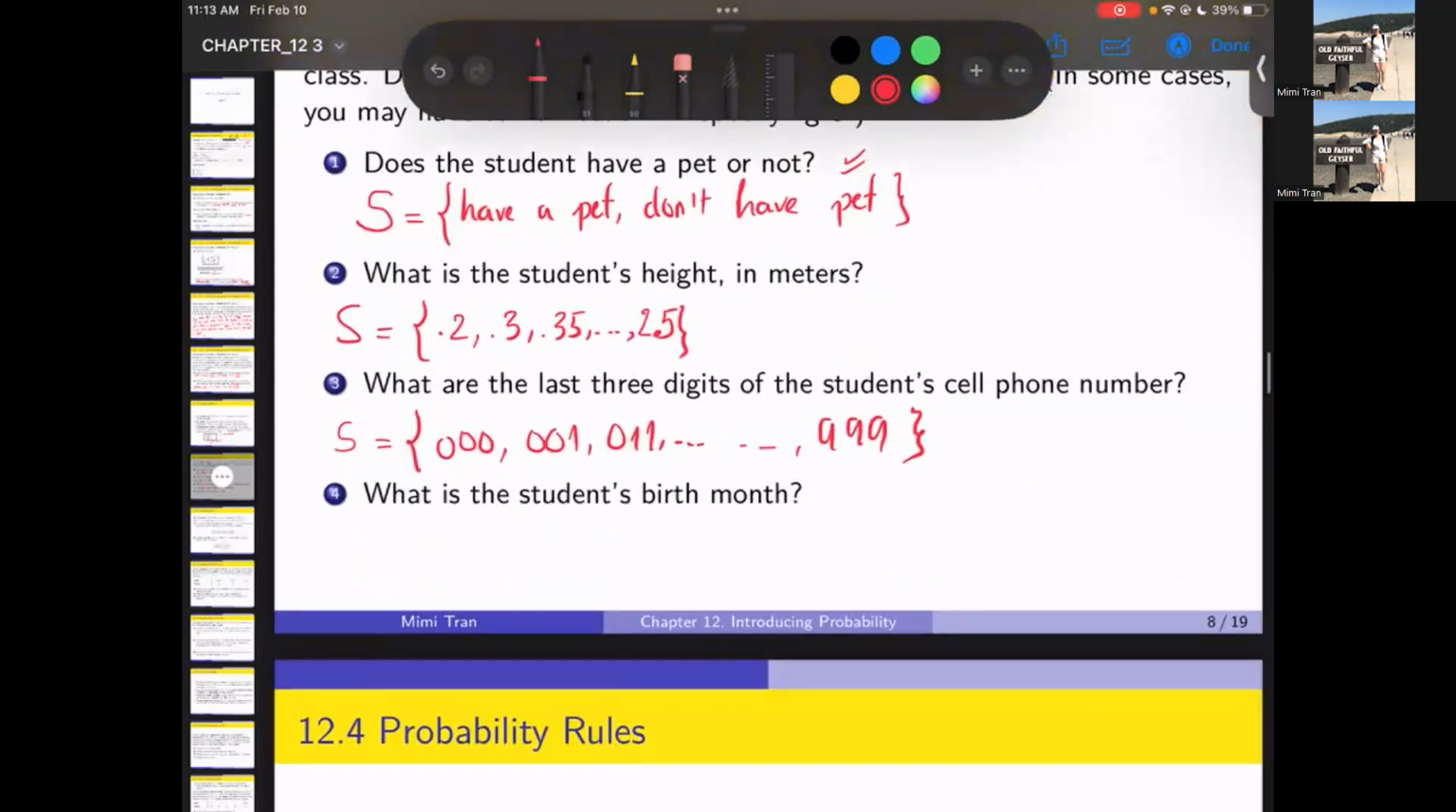What is student birth month? Yeah, January, February, all the way to December. That's sample space. So you understand sample space now? Like all the possible outcomes.